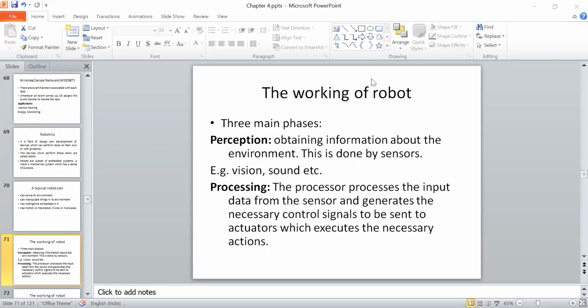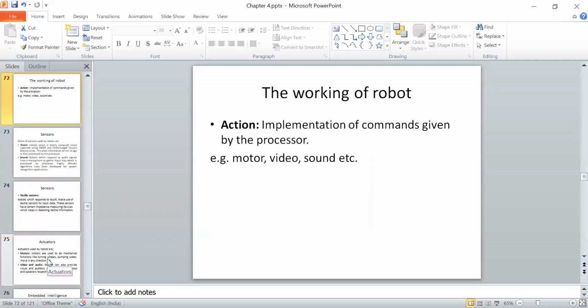So once your robot obtain the information from the environment, it process that particular information and generate the required control signal, and that control signal will be sent to the actuator to perform certain kind of action. तो ये जो कमांड्स होती हैं जो कंट्रोल सिग्नल के फॉर्म में हो सकती हैं, कंट्रोल वर्ड के फॉर्म में हो सकती है, we send that particular signal to the actuator and then actuator perform the desired task that we want from the robot.